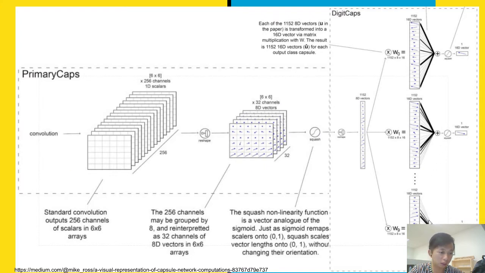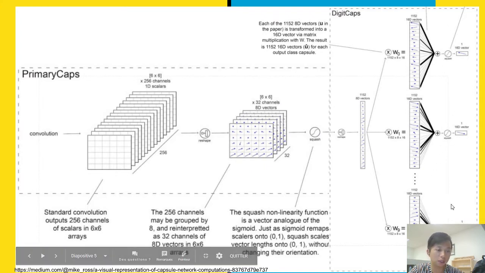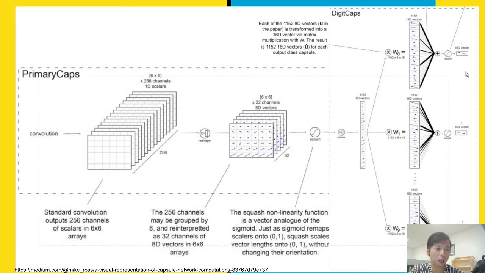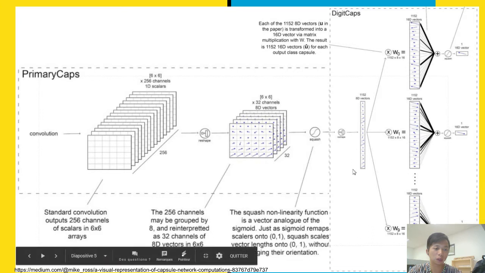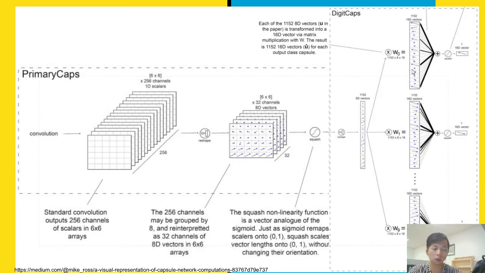And the last layer is digit caps. It's 10 capsules, and each capsule will output a 16-dimension vector. And between the primary caps and digit caps, there's a process called dynamic routing with agreement. So, how can this network deal with the 4 problems with pooling we presented before?